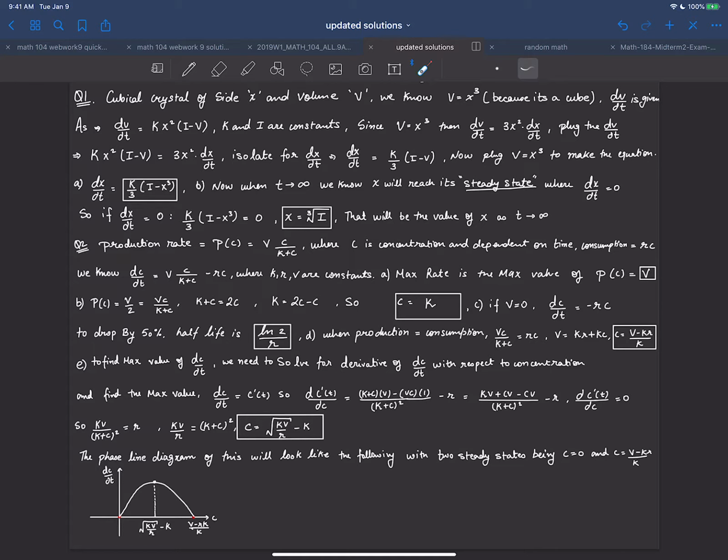Okay, so we're going to start to talk about those phases in this one, and the next Webwork is going to be based on solving differential equations and then approximating solutions from there. Right now we're just talking about the behavior. Okay, let's talk about question 1.